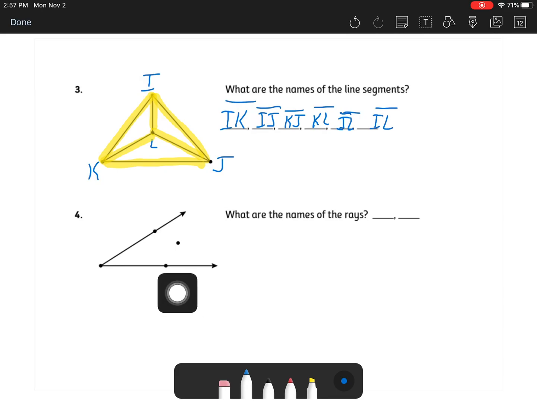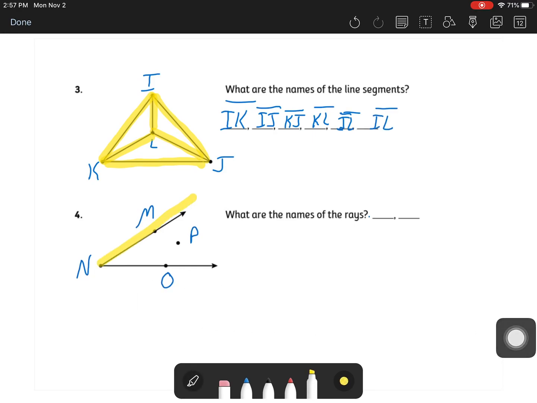Okay, and right here, I have to label the letters. Where did I end up at? L. So I'll do M, N, O, and P. So what are the names of the rays? The rays are the ones that have a starting point and then an arrow on the other end. So I could say NM and NO. Okay, so my rays are here and here, and they extend, remember? So I've got NM and NO. Those would be my rays.